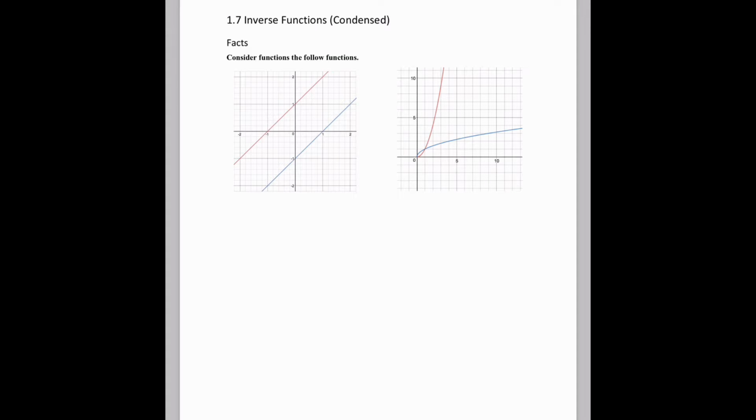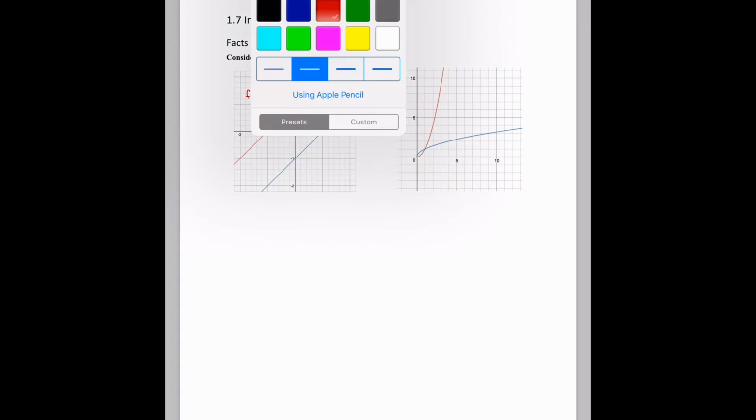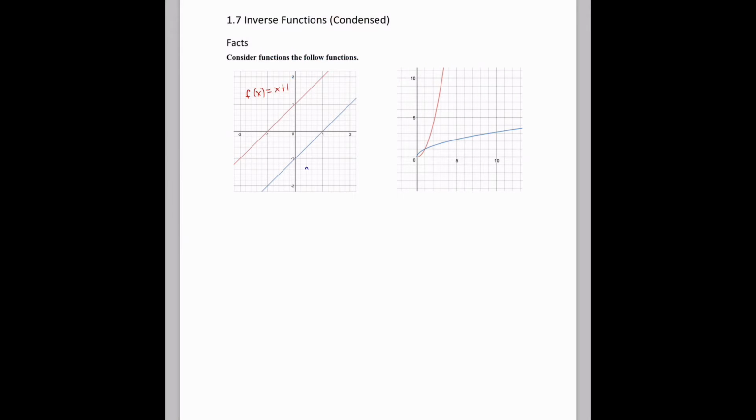All right, so here we're going to start looking at inverse functions. If you look at this first graph, we have two functions. The first one in red is f of x equals x plus 1. It has a slope of 1 and a y-intercept of 1, is where I got that. If we look at the blue graph, it is f of x equals x minus 1. It has that same slope of 1. It's parallel to the other one, but it intercepts at negative 1.